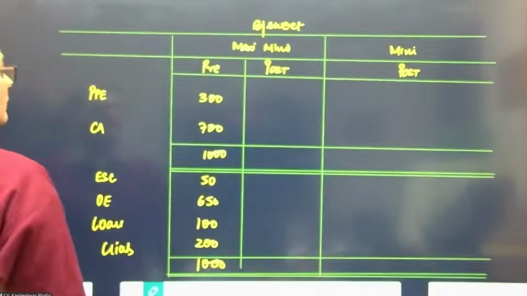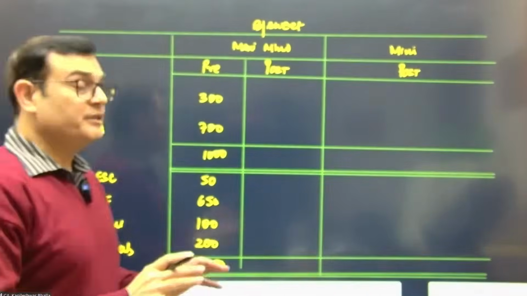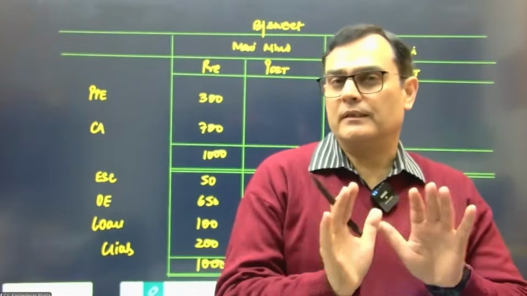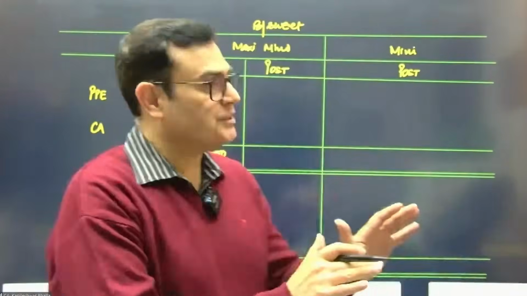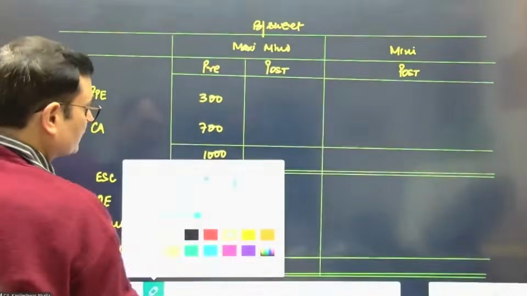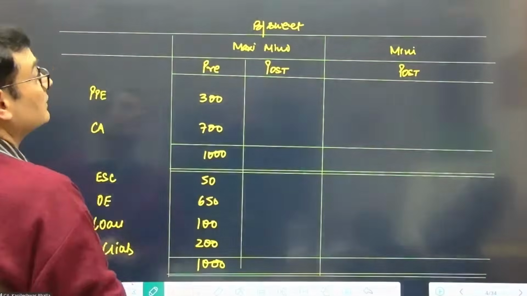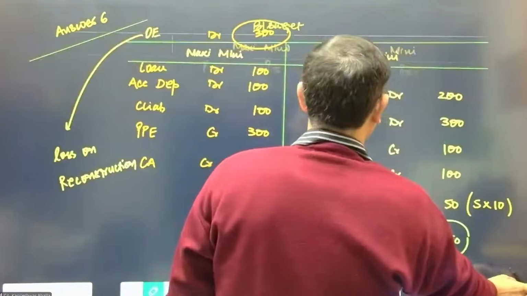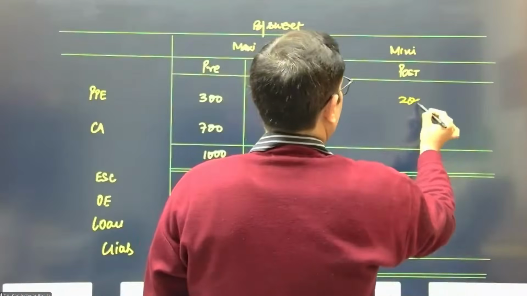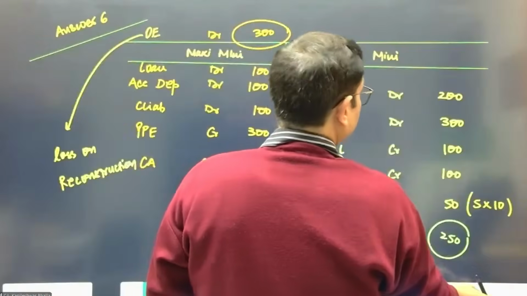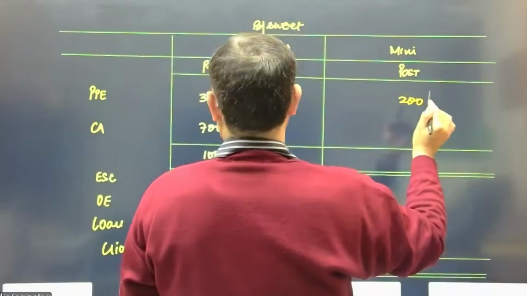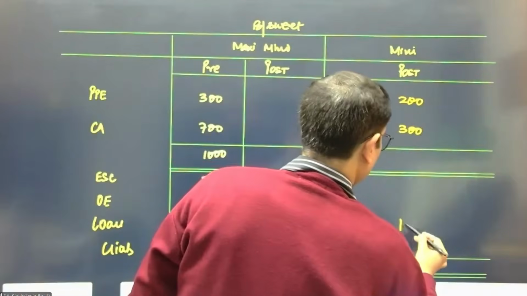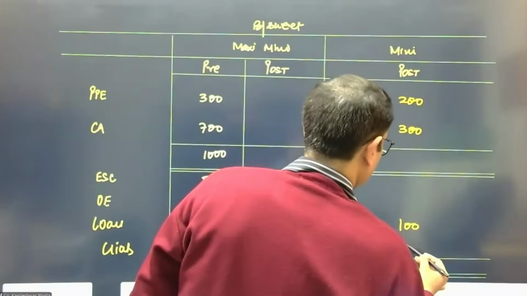Now let's incorporate the entries we have done in the books of Maximini and the entries we have done in the books of Mini to get the post demerger balance sheets of the company. So let's first pick up the data from Mini Limited out here. He's got PPE 200. And he's got current assets to the extent of 300. And he's got a loan of 100 and a current liability of 100.